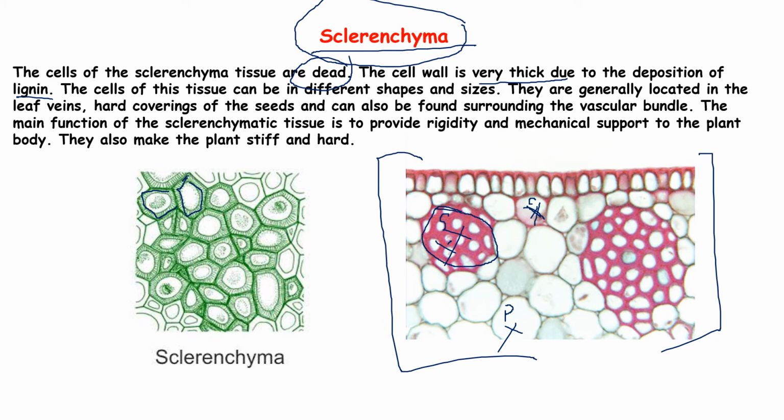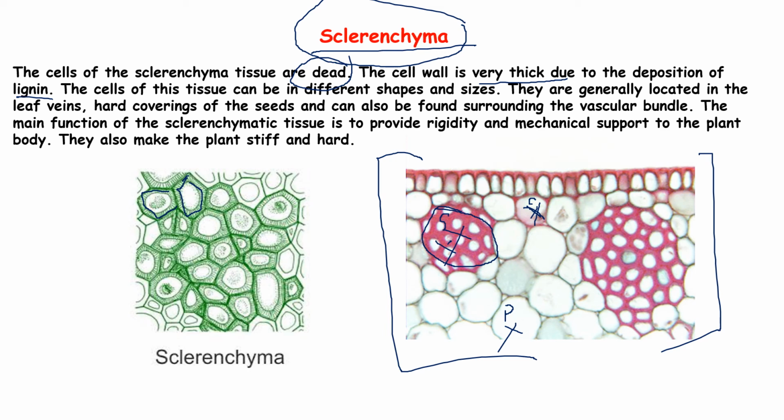They are generally located in the leaf veins and the hard covering of seeds. For example, you see nuts, the covering of the walnut, the covering of the almond. It's all this sclerenchyma tissue. They are very hard. The main function of the sclerenchyma tissue is to provide rigidity and mechanical support to the plant body. They also make the plant stiff and hard.